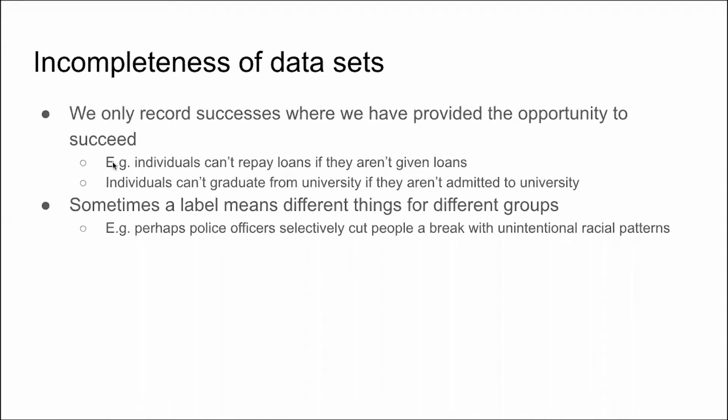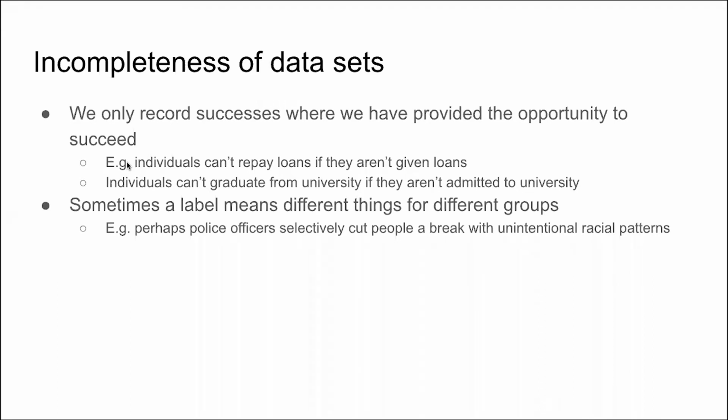So for example, imagine that if you successfully repay a loan, and that's considered the success, you are marked as a 1, where 1 is the positive and 0 is the negative label. Individuals can't repay loans if they aren't given loans, right? So for the people for whom you are not granting the opportunity, you systematically do not have those people in your data set to find out if you were even correct to deny them the opportunity, right? That is a systematic incompleteness of your data set.